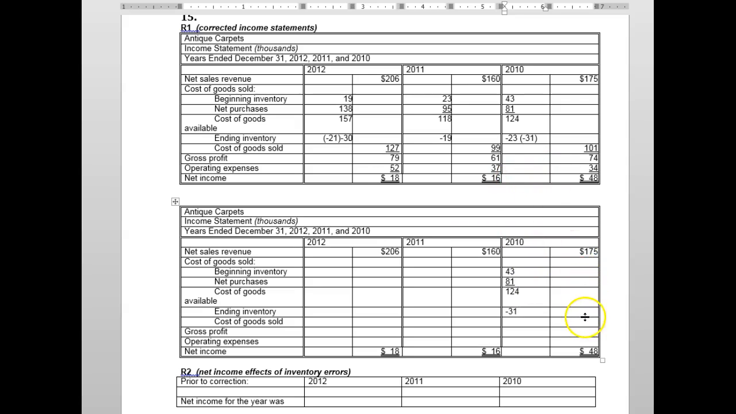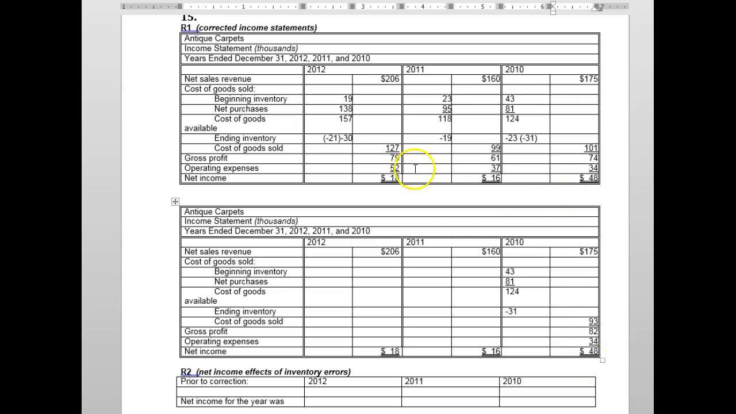And then this changes, correct? So that changes everything, and that becomes a 93. And the 82, then the gross profit changes to 82, and the operating expenses stay the same. They didn't change those. But that changes the net income to 48.